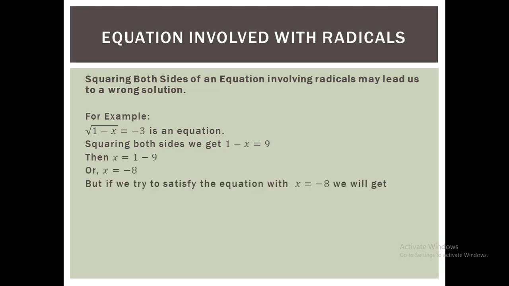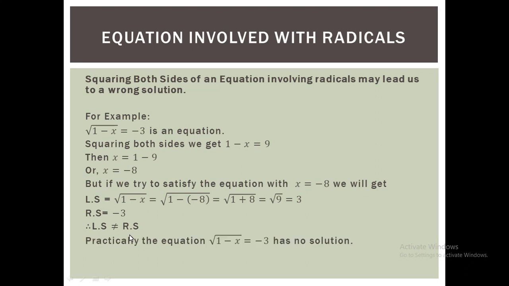Now, if we try to satisfy the equation, that is, if we put minus 8 instead of x in the given example, on the left side we will have root over 1 minus x, that is 1 minus minus 8 equal to 1 plus 8 equal to root over 9, that is 3. Now on the left side we get 3 and on the right side we get minus 3. Therefore left side is not equal to right side. Practically this equation root over 1 minus x equal to minus 3 has no solution.